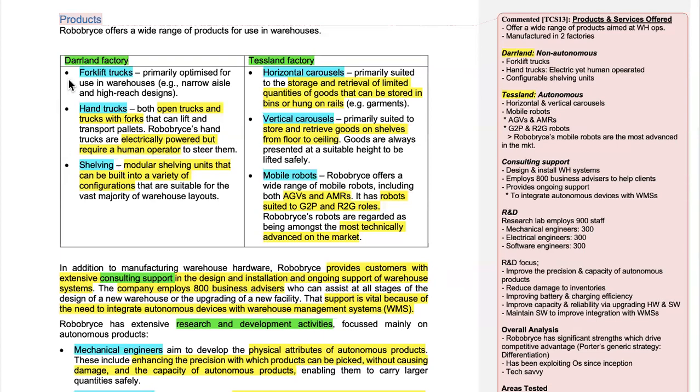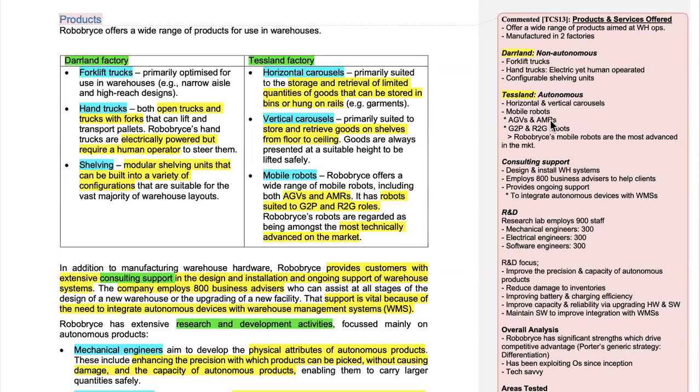So these are non-autonomous products. In order to drive forklift trucks and hand trucks, you need human beings. So these are not considered autonomous vehicles. Instead, these are known as non-autonomous vehicles. And a shelving unit is not a vehicle. It's something which you utilize to stack your inventories. And if you look at Teslan's operations, horizontal carousels, vertical carousels, and mobile robots are manufactured within this manufacturing arm.